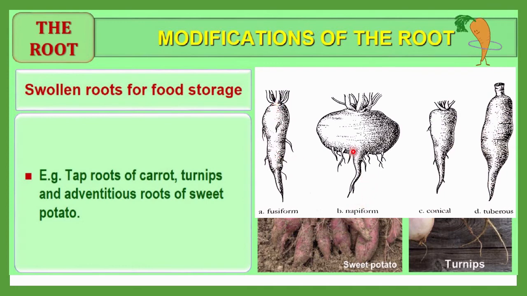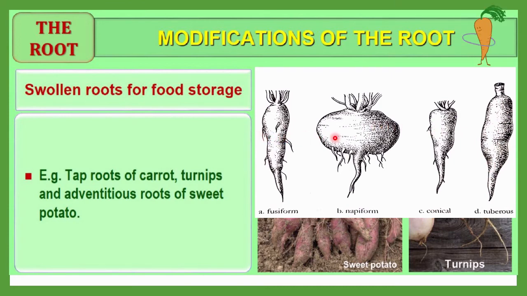Then this is the napiform, found in turnips or beetroots. Then this one is the conical form, found in carrots. This is a tuberous form, which you can observe in the sweet potato. These are all the structures.